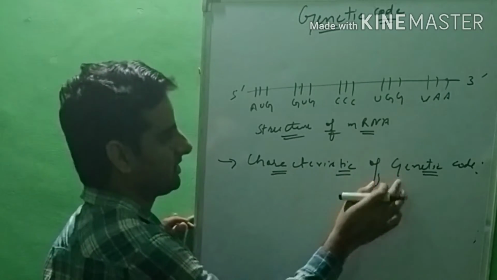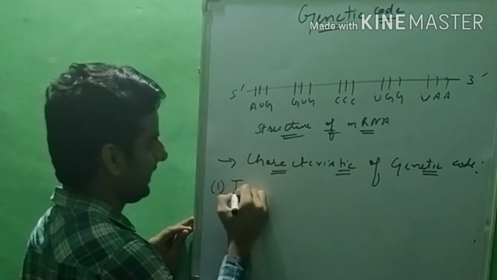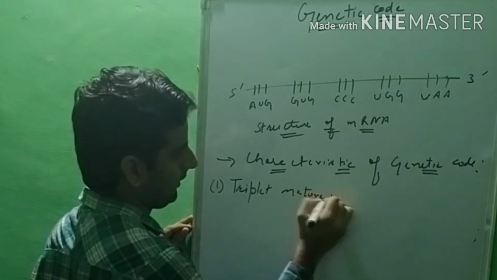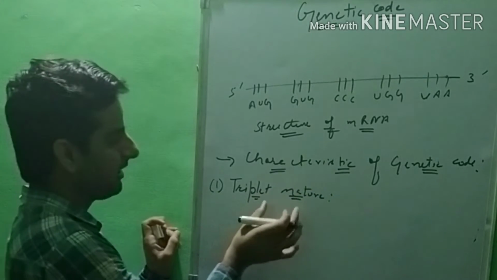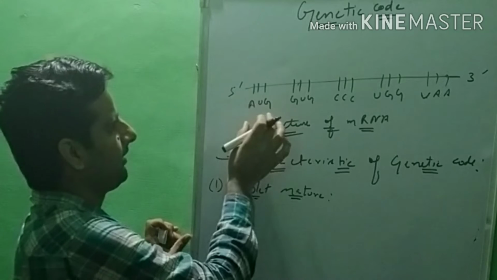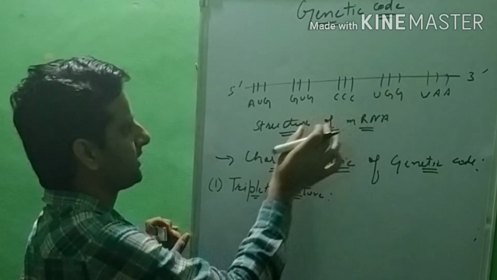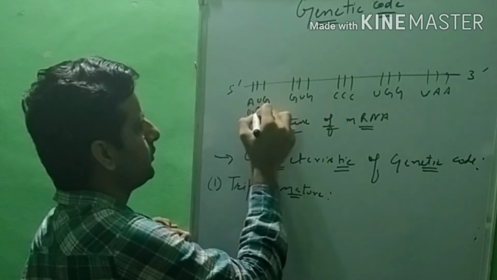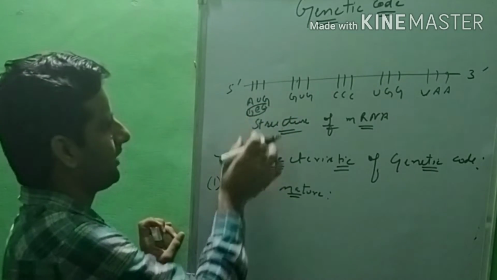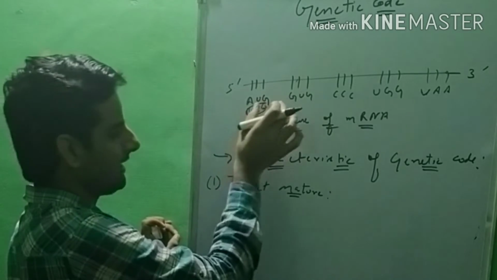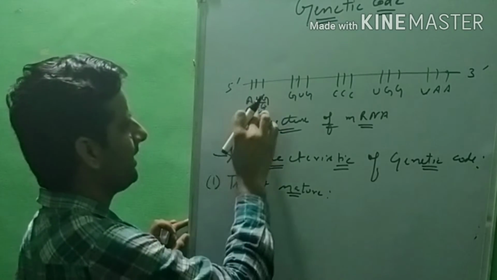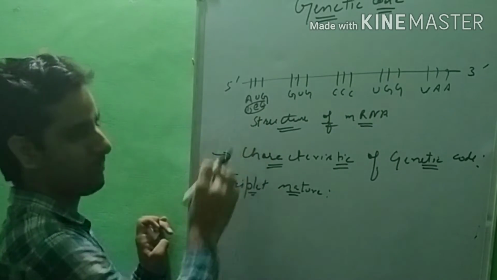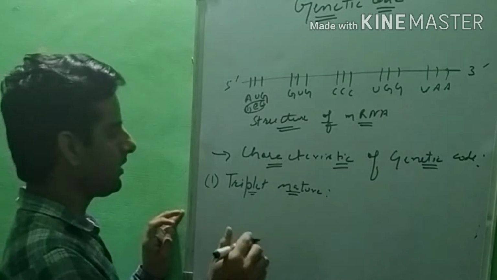Study the characteristics of the genetic code. The first characteristic is that it has got triplet nature. Triplet nature means that the nitrogen bases are present in groups, and three nitrogen bases together form a group. That is, this is 1, this is 2, this is 3, and this group is called a codon. Similarly, this is another codon, and this is another codon. So nitrogen bases are present in the form of triplets, which we call codons.